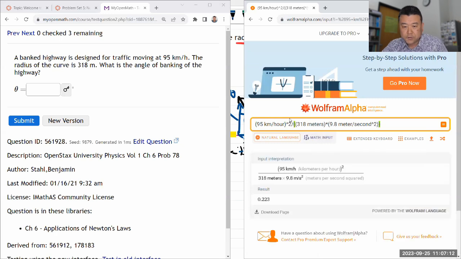You might have done it correctly, but that, all right, 0.223. That's the angle in radians. So I'll just do the conversion manually: 180 degrees divided by pi.